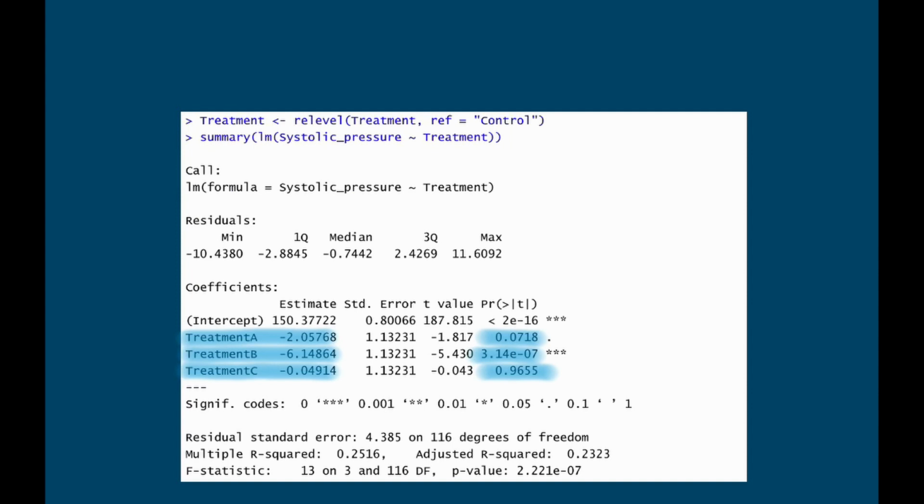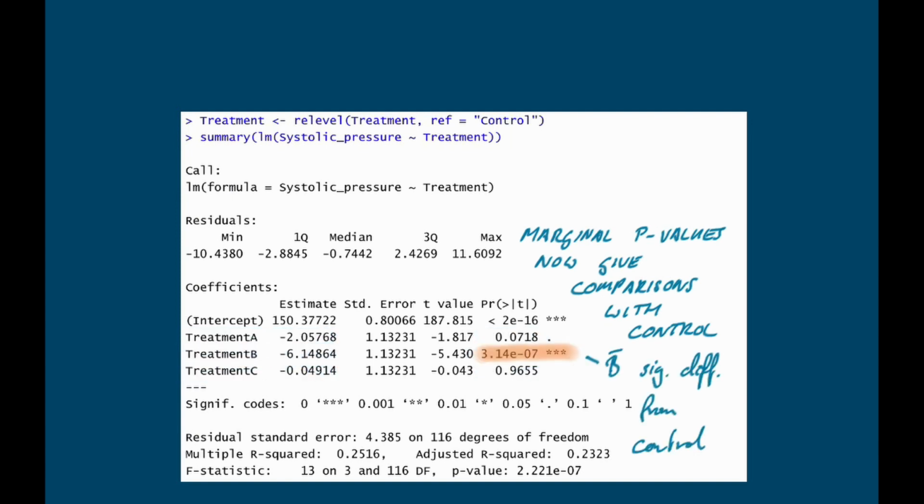So you can see that these numbers are now different and the p-values are now different, and that's because they're being compared with the control rather than with treatment A. And if you look at the marginal p-values, we can now see that treatment B has a significantly different mean from our control, which means that treatment B has a statistically significant effect when compared with the controls, but neither treatment A nor treatment C have a significant effect when compared with the control. And it's that comparison with the control that we're interested in and that's important in an experiment like this.